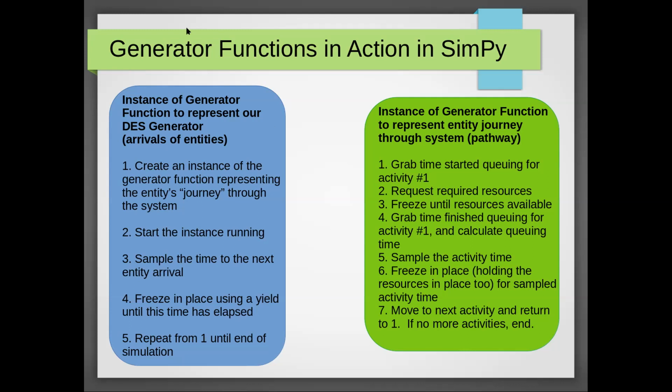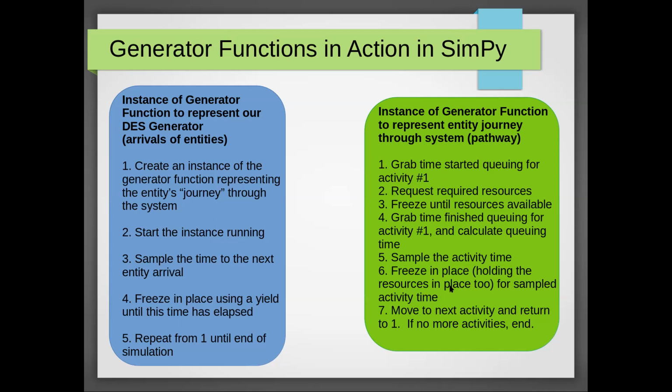But basically, you've got generator functions. So let's just imagine, for simplicity, you've just got one generator, one way in which patients come into your model, and one type of patient journey. So the generator function that's representing patients coming into your model is basically going to create these patient journeys. It'll set these things off and running, and then it'll freeze in place until the next patient's ready to come in. And then at that point, it'll create the next one, setting it off running.